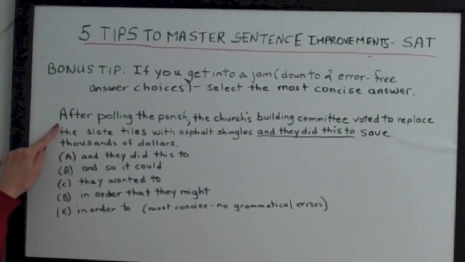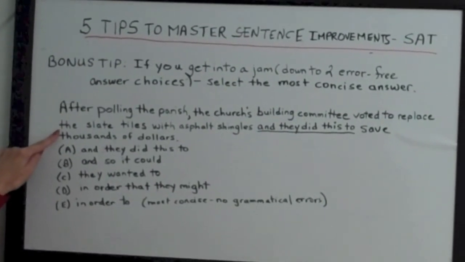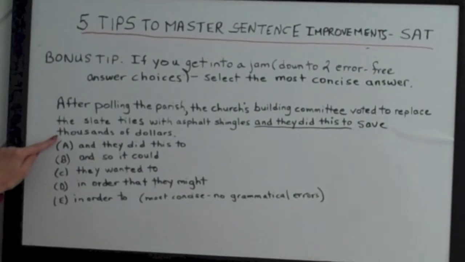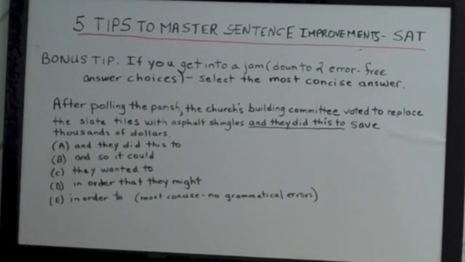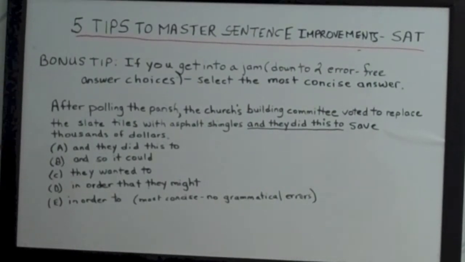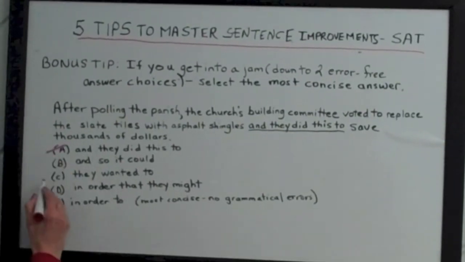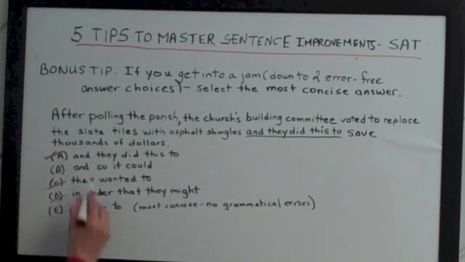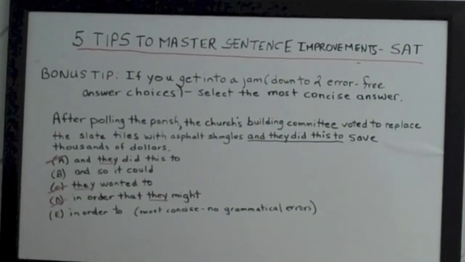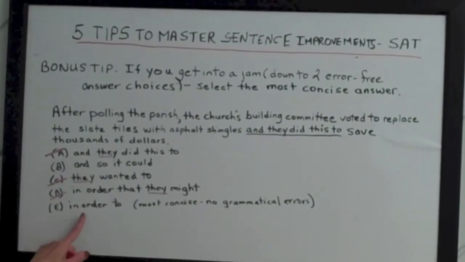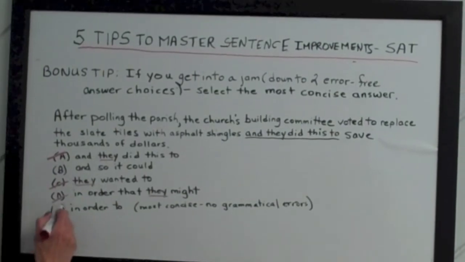After polling the parish, the church's building committee voted to replace the slate tiles with asphalt shingles, and they did this to save thousands of dollars. Visually, E is the shortest answer, and it just turns out that it is correct. There's no grammatical errors, and it's the most concise. But we know that A, C, and D are incorrect because they refers to committee, which is singular. So that makes A, C, and D incorrect. E is the best answer, and so it could is wordy as well. So we're going to pick choice E.